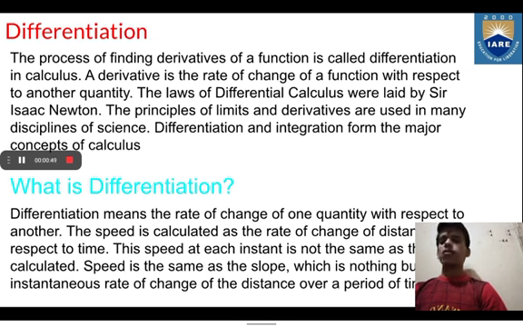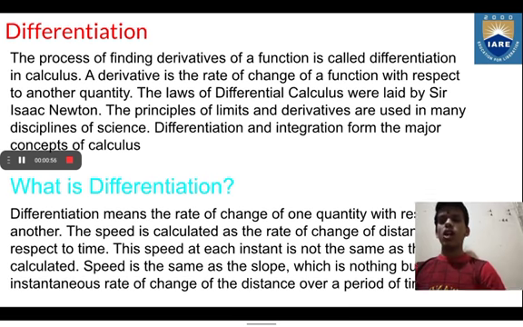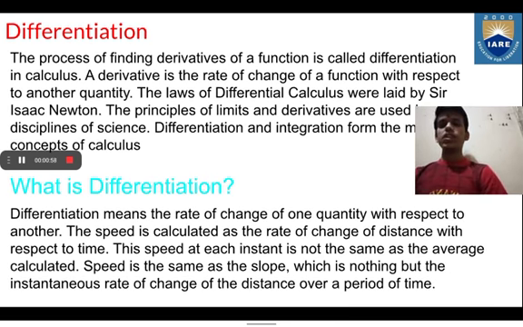So let's see what is differentiation. Differentiation means the rate of change of one quantity with respect to another. The speed is calculated as the rate of change of distance with respect to time. So the speed at each instant is not the same as the average calculated. Speed is the same as the slope, which is nothing but the instantaneous rate of change of distance over a period of time.